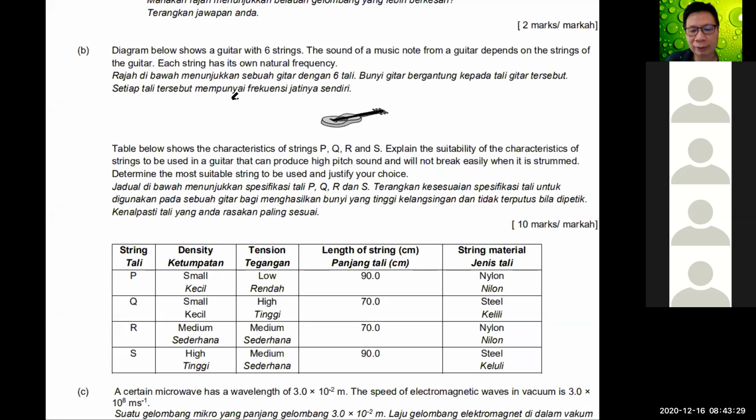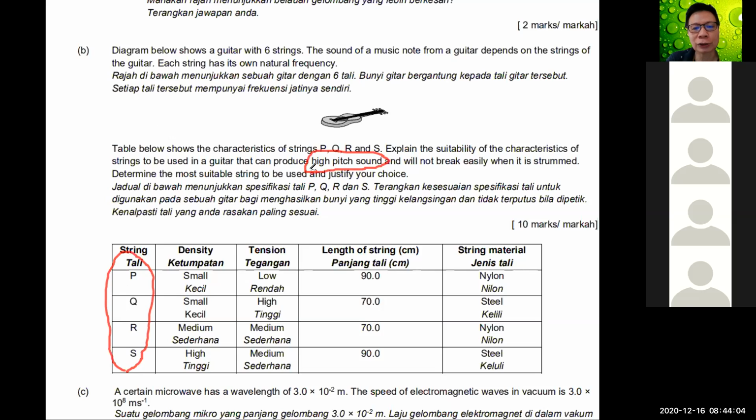One is a thickness different. Another one is a stiffness. Some string get tight, very tight. Some string loose. It's different one, you know. All these are in the purpose of producing sound with different frequency. Okay. Now, table below show the characteristics of 4 types of string P, Q, R, S. Explain the suitability of characteristics of string to be used in a guitar that produce high pitch of sound.